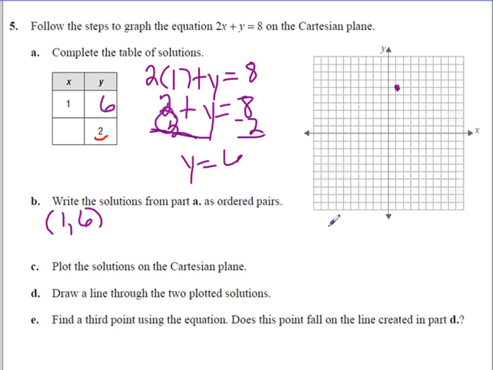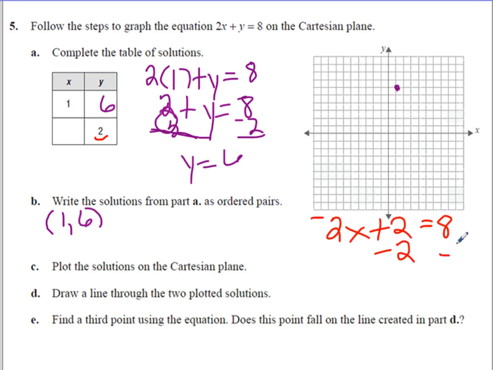So for our second solution, they want us to use y equals 2. Make sure you're plugging in these points in the right spot. So 2x plus 2 equals 8. We need to get rid of the 2 that's being added first.